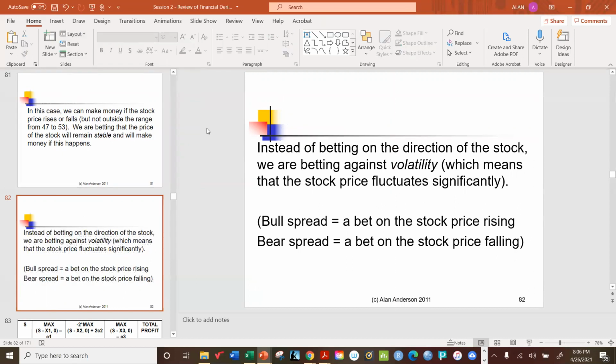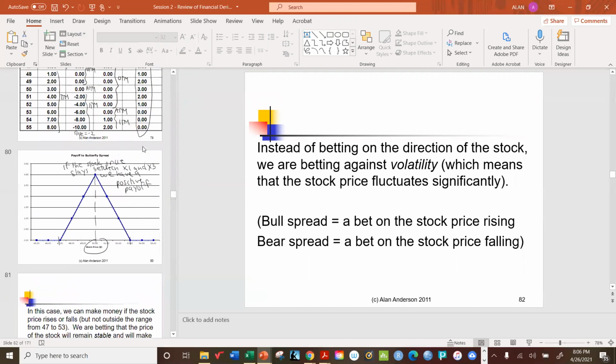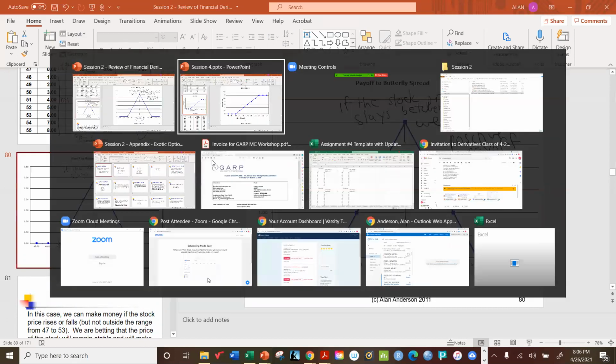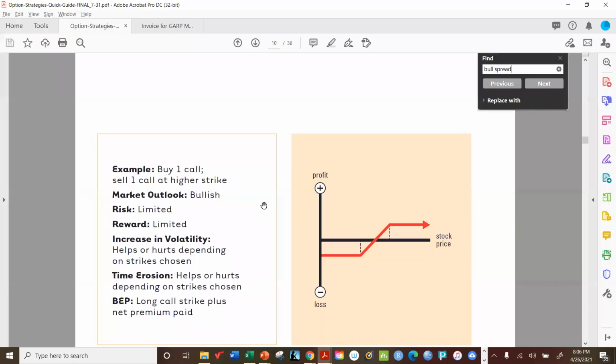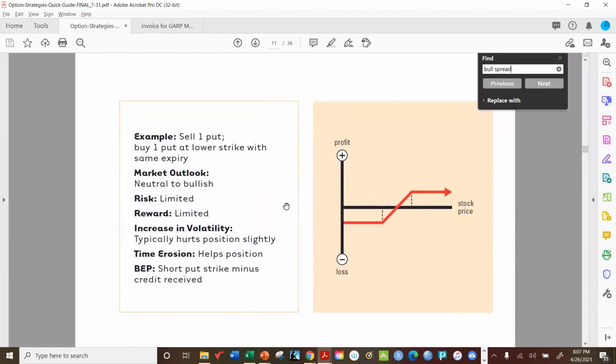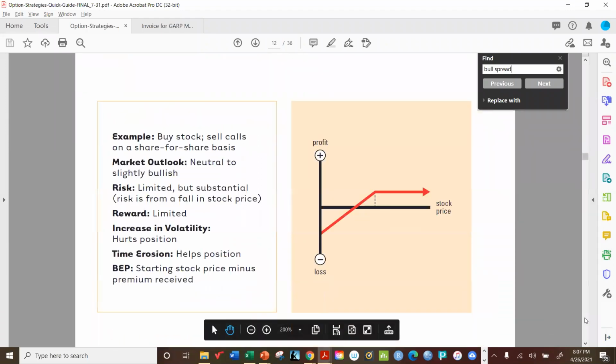Professor, would this be the most conservative type of betting I could do? This is not extremely aggressive, but it's not the most conservative. I would say that the bear and the bull spreads are more conservative because here, well, maybe not. You know how we can find out? Let's go to our document and see what they have to say about this. I know they have it. Let's see what their opinion is of whether or not this is conservative.